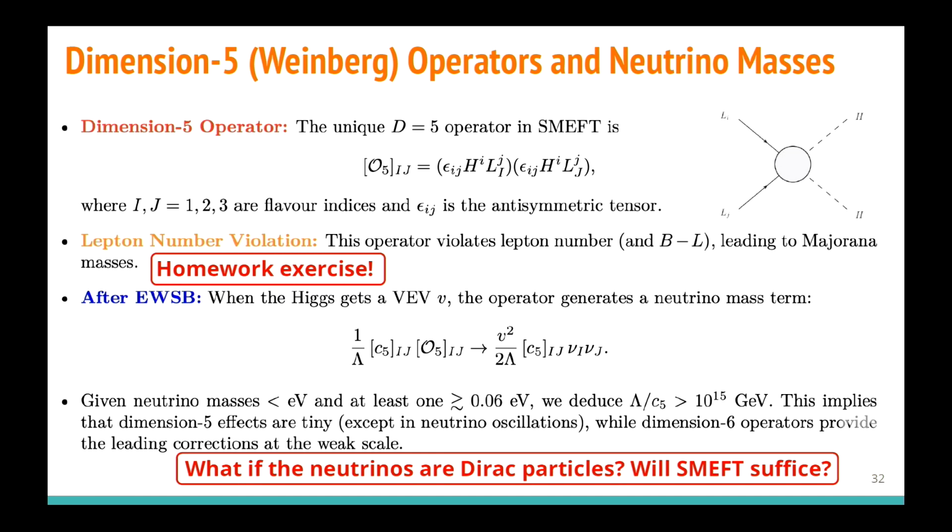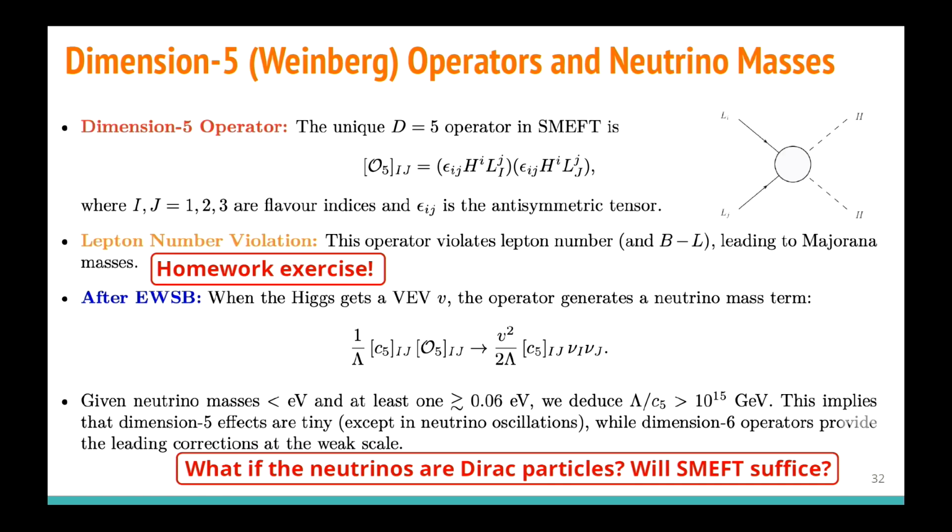So, let us take the first situation, the dimension 5 operator. We will see that there is a unique dimension 5 operator in the standard model EFT, barring the flavor. If we assume that there are operators for different flavors, here I have written down this operator O5_ij, where i and j are the flavor indices, and this is the operator epsilon_ij H_i L_i epsilon_ij H_j L_j. The i and j here are the SU(2) indices, and the i and j on the operator are the flavor indices, and epsilon_ij is the antisymmetric tensor.